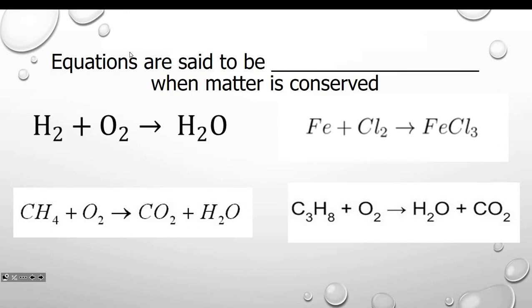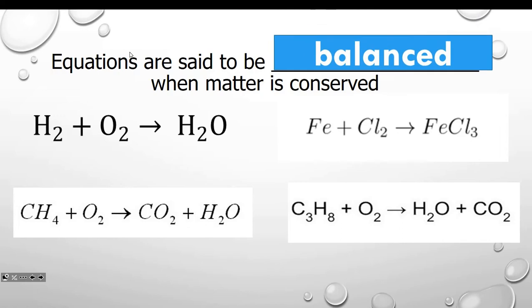Equations are said to be balanced when matter is conserved. So when we conserve matter, that means I have the same number of atoms on both sides. In other words, if it were a teeter-totter, it would be balanced, the exact same. They actually weigh the exact same. If I have a balanced equation, I can add up the mass of my reactants and the mass of my products, and it will be exactly the same.